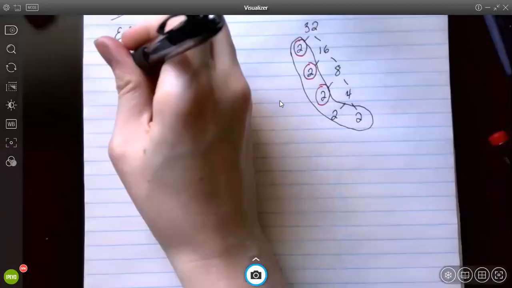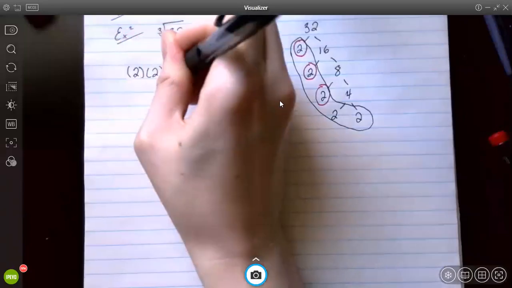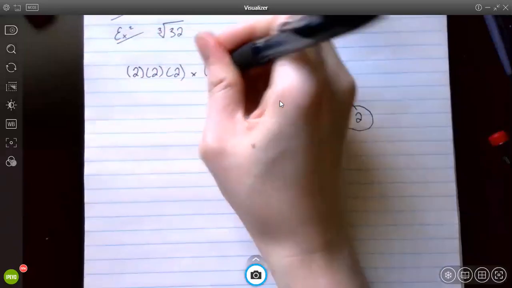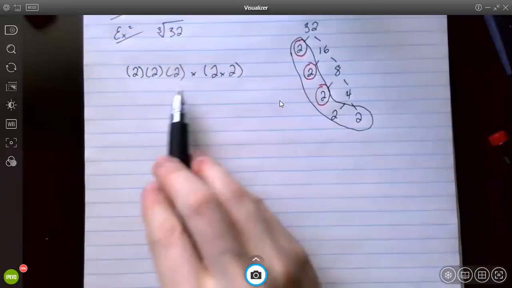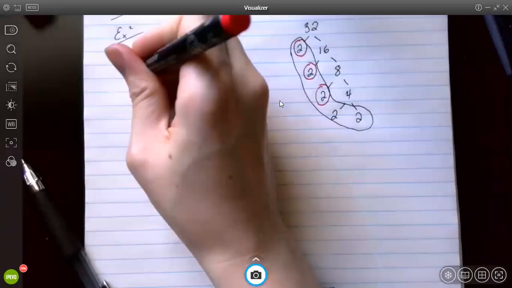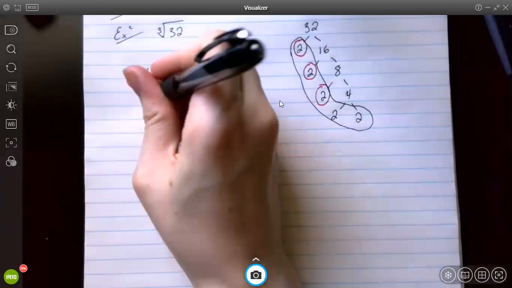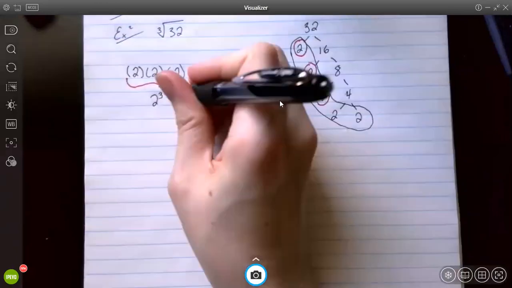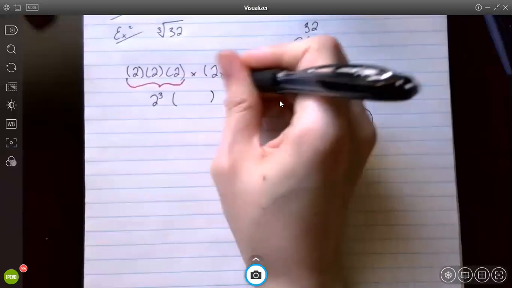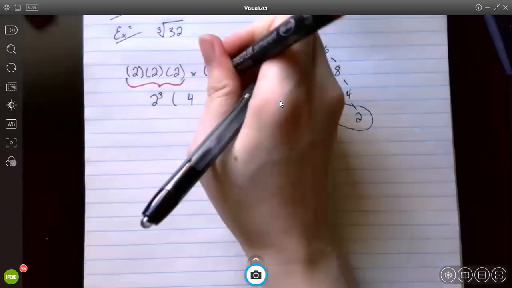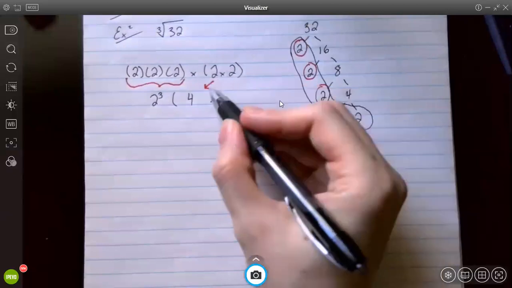So over here, I'll write out my 3 identical groups, my 2 and 2 and 2, and then my leftovers right there. I then take my identical groups and write them as a power, so as 2 to the power of 3. And then I multiply my remaining numbers by each other, so I get 4. Okay, so my leftovers just get multiplied together.